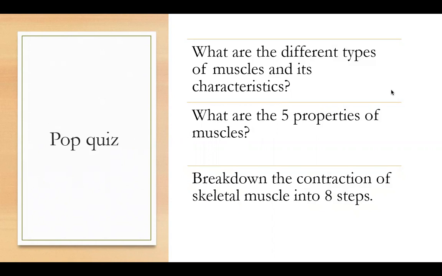So we have skeletal muscles, cardiac muscles, and smooth muscles. And the skeletal muscles are involuntary and have a... wait. Which muscle is involuntary? No, skeletal muscle is voluntary. Skeletal muscle is voluntary and has a striated appearance.